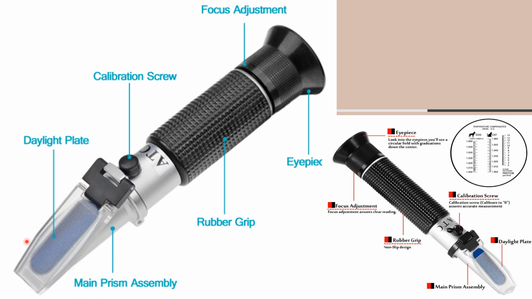Where you place your sample, put a drop of urine here, and then you replace the cover. That is for your parts. This one should be calibrated using distilled water also, and the specific gravity should read 1.000. And always clean the prism and the glass surface after each use with lens tissue.